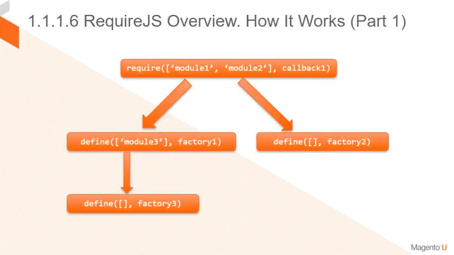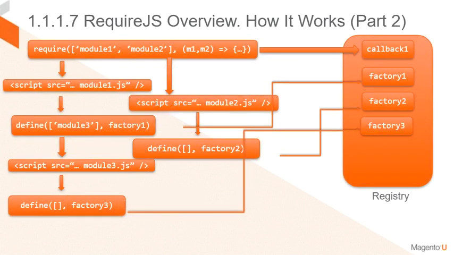Let's look into an example. Assume we have three modules, Module 1, Module 2, and Module 3. We're calling the require function with dependencies for Module 1 and Module 2. At the same time, Module 1 has another dependency, Module 3, and Module 2 has no dependency on Module 3. Let's see what happens when we call require on the next slide.